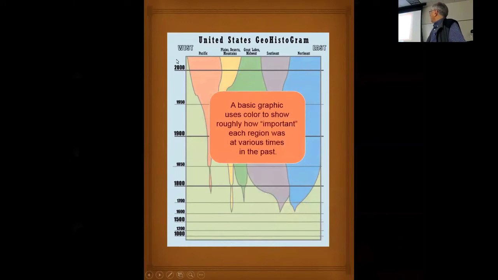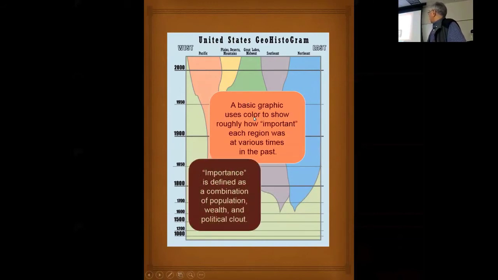We have 5 big regions: Northeast, Southeast, Great Lakes, Plains, Pacific, because we got 5 fingers. There's no other logic to that at all. That's pretty powerful logic. It's why our numbers go up to 10. It uses color to show roughly how important each region was. We'll talk about that in a minute.